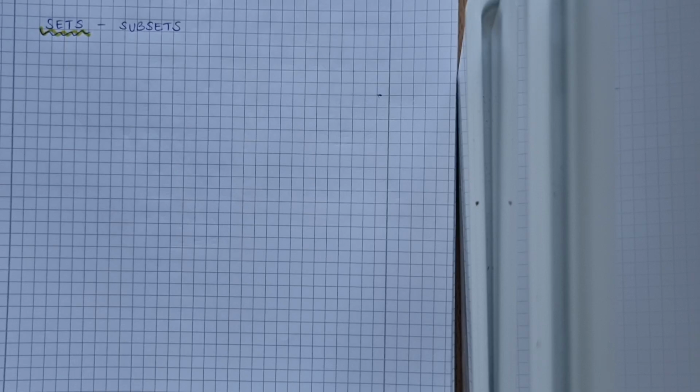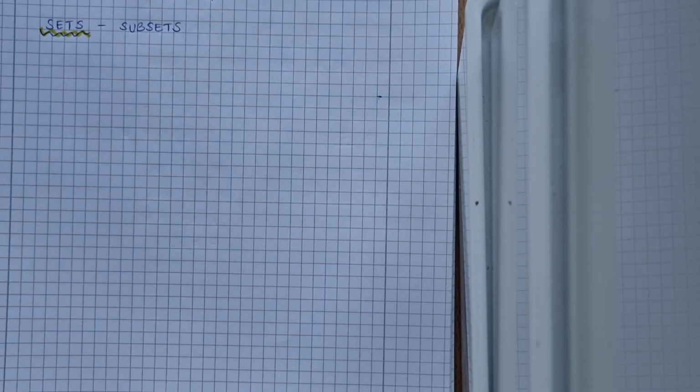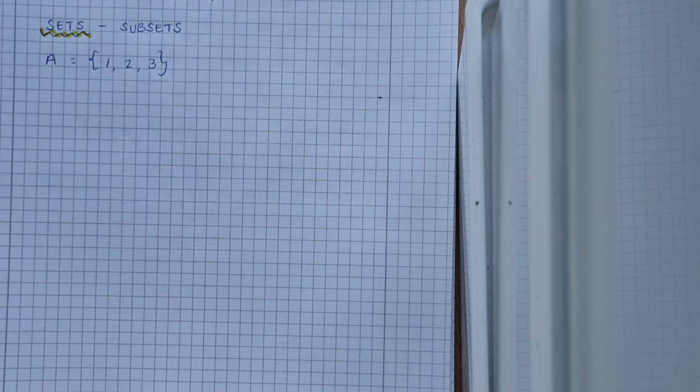This video is about subsets. To explain this, I'm first of all going to define a set. So here I've got a set A. It's made up of 1, 2, and 3. Those are its elements. The subsets of A are any sets that I can make by selecting elements from A.